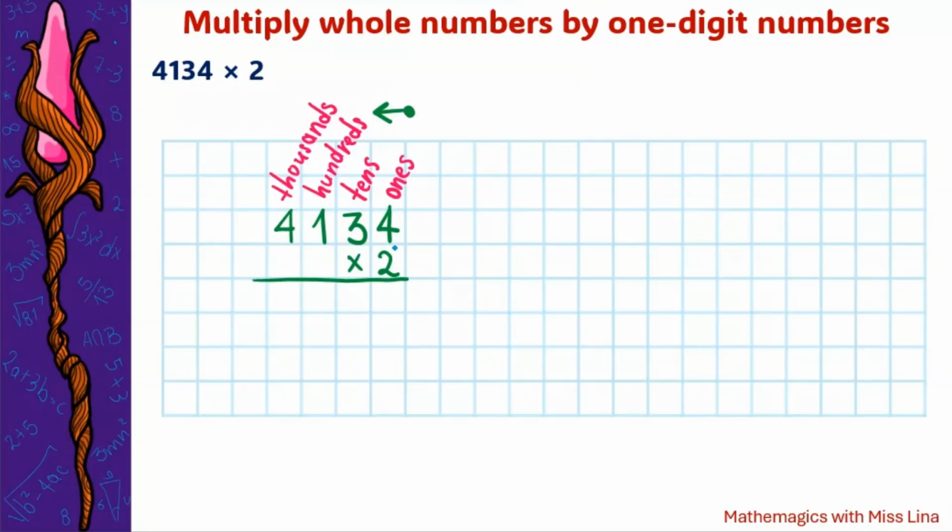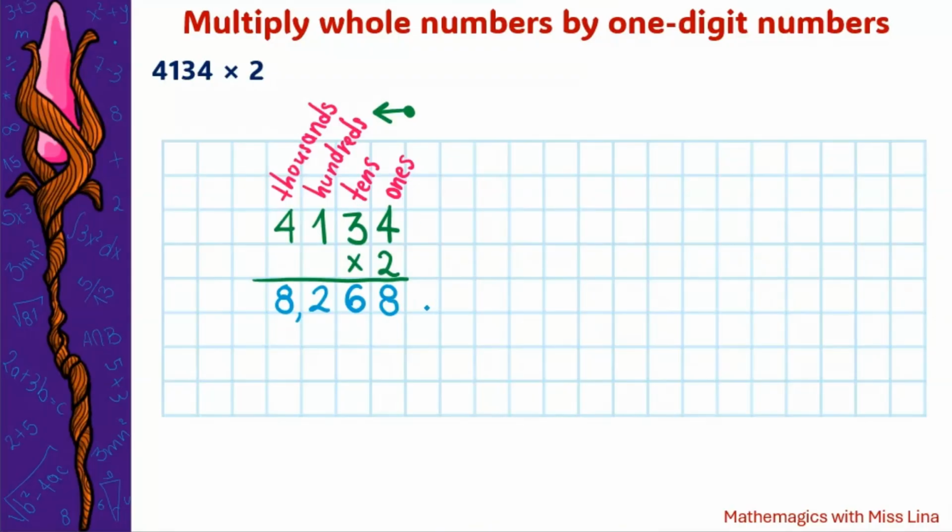Now you are going to multiply the digit at the bottom by all the digits at the top. So we are going to start doing 2 times 4. 2 times 4 is 8. Since it's the multiplication by the ones, the result is going to be also in the ones. 2 times 3 is 6. 2 times 1 is 2. And 2 times 4 is 8. So the answer is 8,268. In this case, we didn't have to carry. The numbers got smaller than 10.